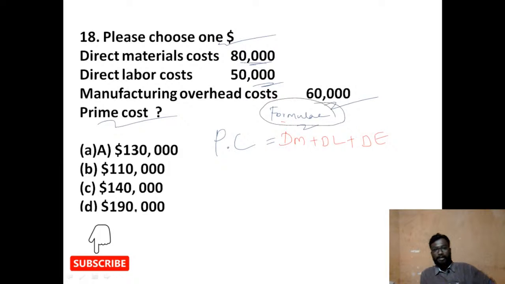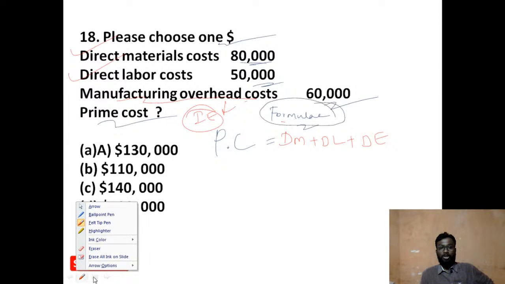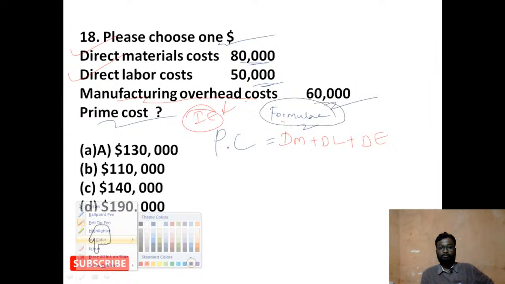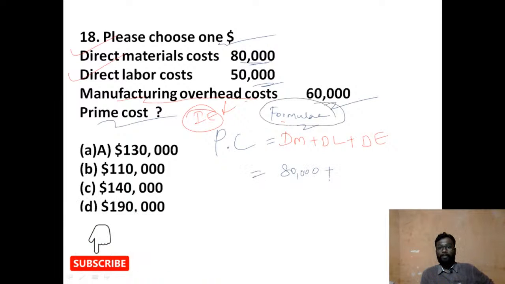So try to understand. In the question they have given the direct material and direct labor cost, but they have not given the direct expenses. They have given the manufacturing overhead cost, which is a part of indirect expense, isn't it? So what is the value? Direct material 80,000 plus 30,000, 1,30,000 dollars. Option A. Yes, guys.